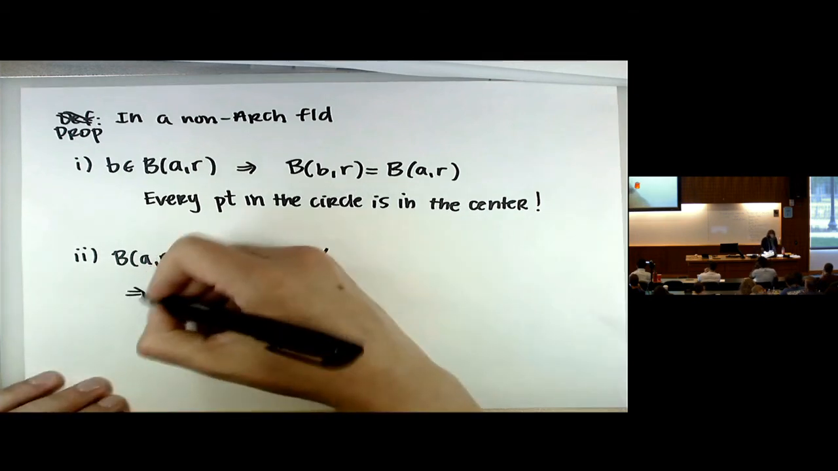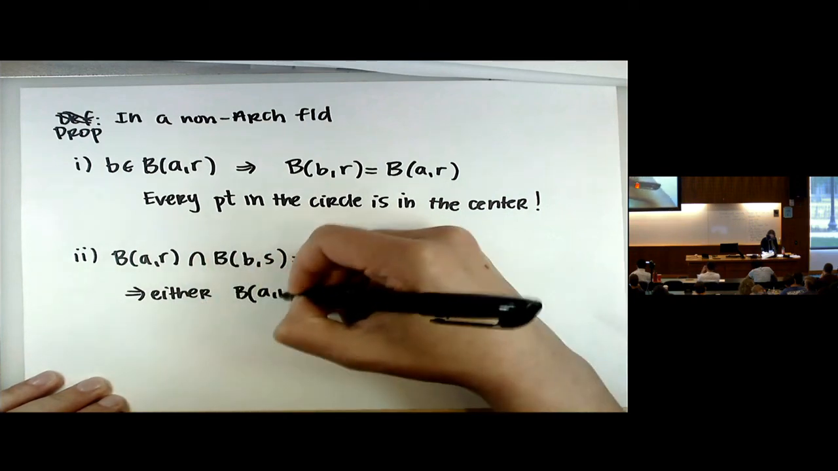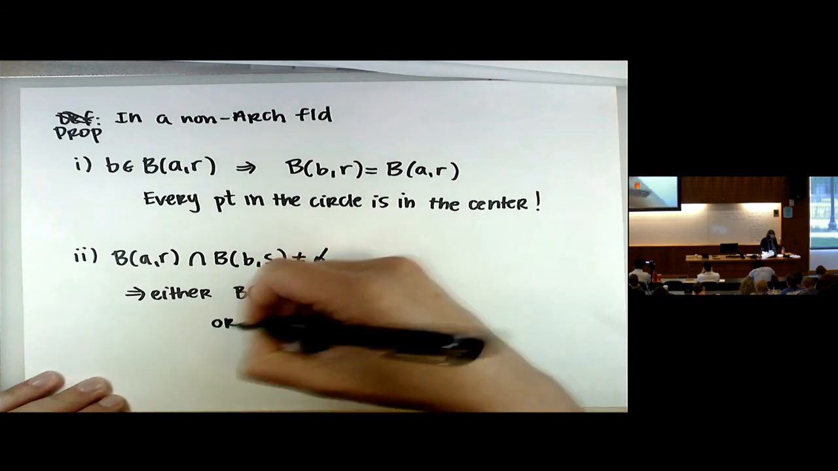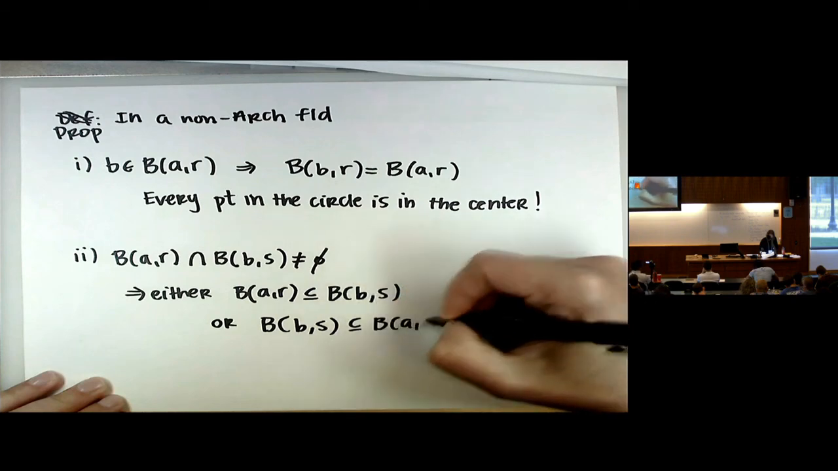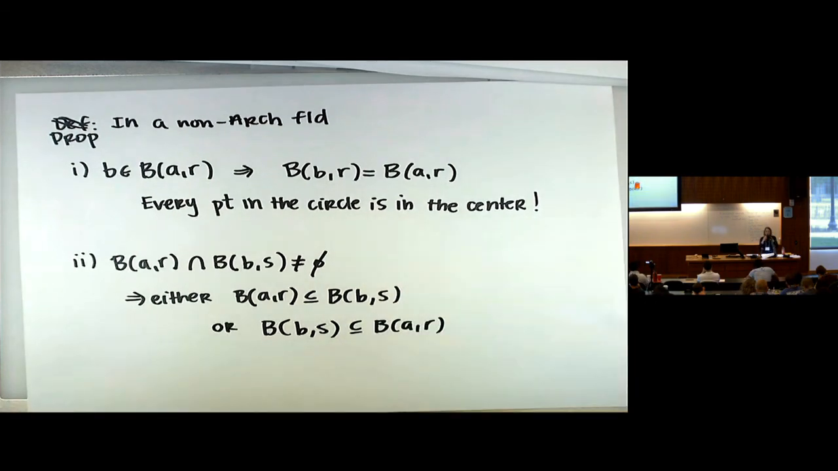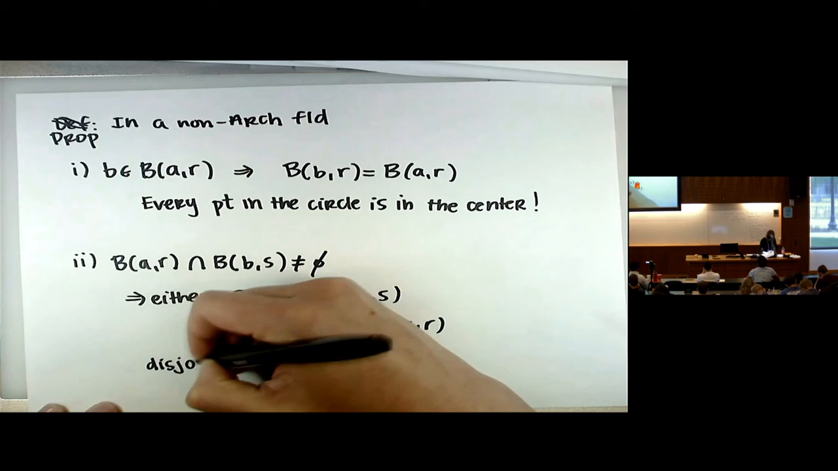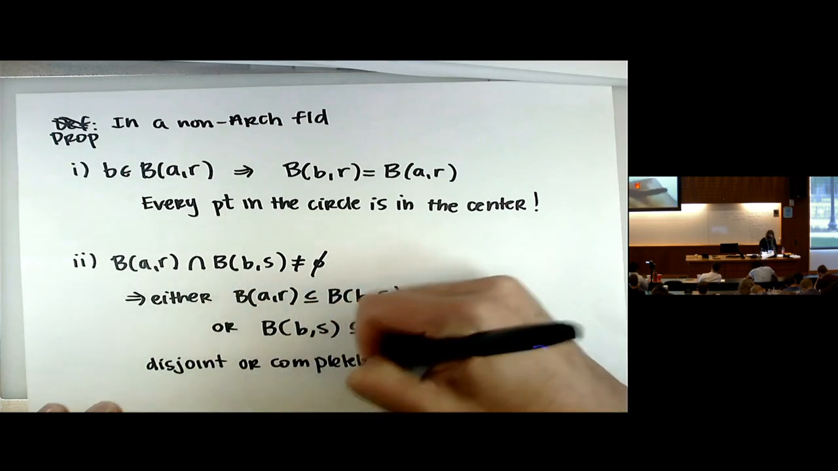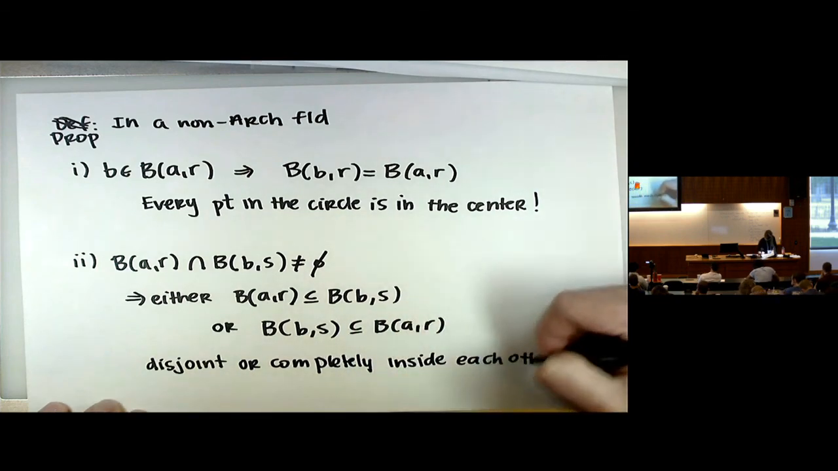This implies that either one ball is in the other ball, or the other ball is in the first ball. Balls can only be disjoint or completely inside each other. Okay, so this is weird.